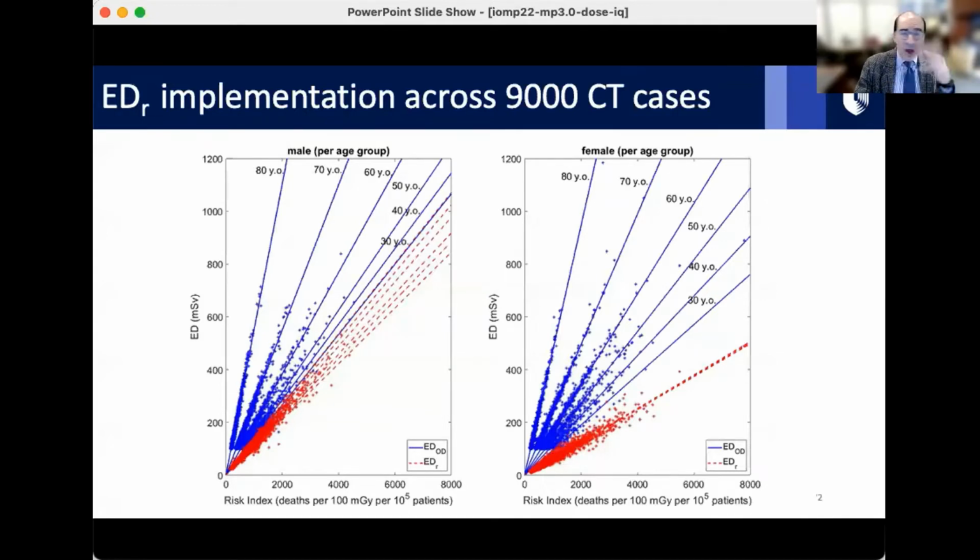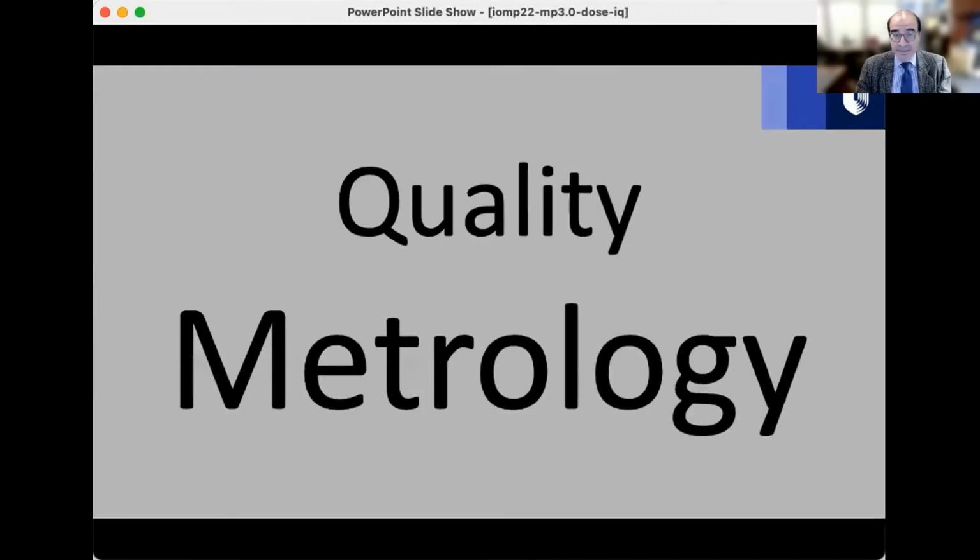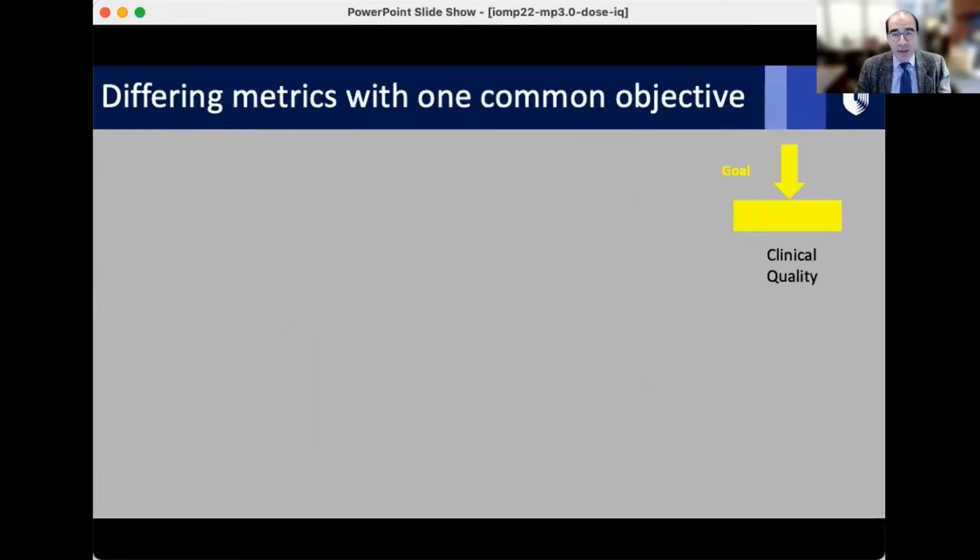So why are we doing all this stuff? Because what I said in the beginning of my talk, it is at the end about the patient. And what's worth measuring needs to be related to the risk of the patient, otherwise, why are we measuring something and trying to manage something that is not directly related to the very purpose of the safety of the exam? Let's talk about quality.